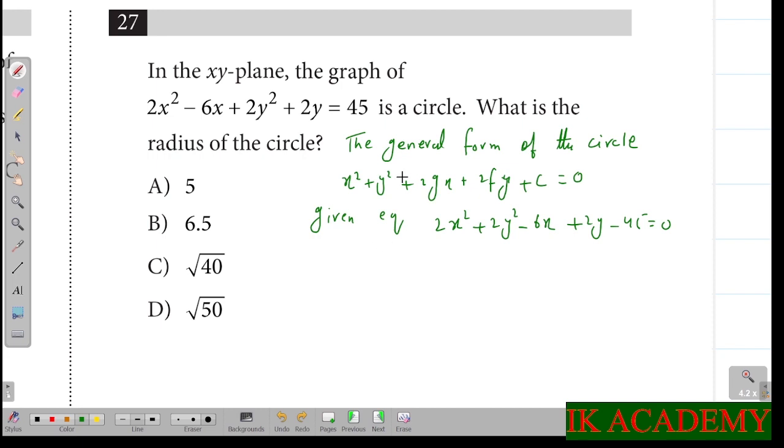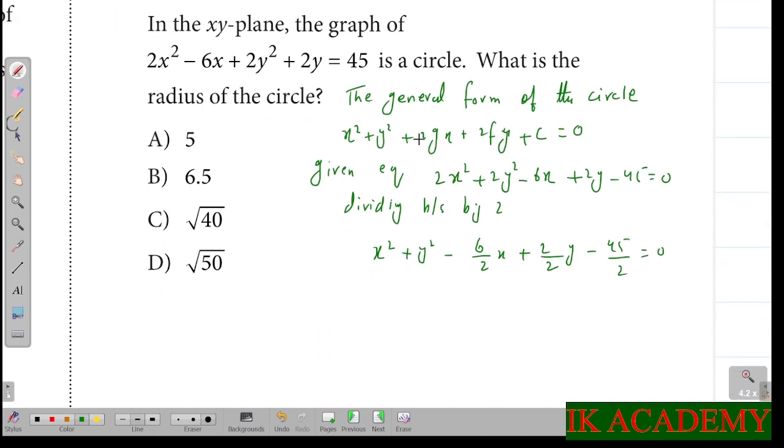So dividing both sides by 2 to make it in the general form. So it will be x square plus y square minus 2 3s are 6, and I am not going to cancel this 6 with the 2 because later we will use it as g. So we need 2 with g and we need 2 with f to make it in the general form. So I'm going to do 6 by 2x plus 2 by 2y minus 45 by 2 is equal to 0.